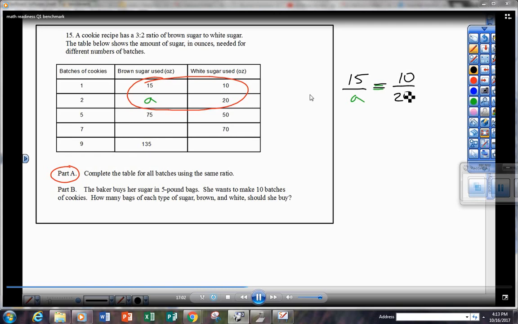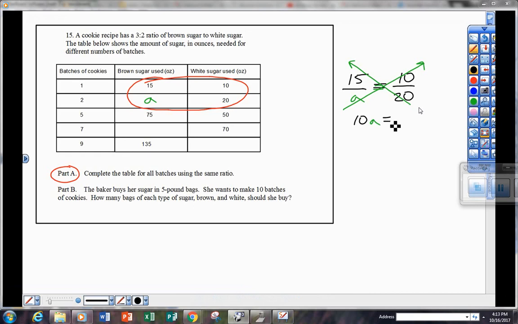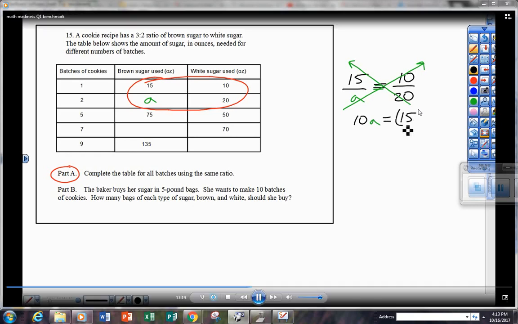So now I'm going to take that and I'm going to crisscross multiply. 10 times A gives me 10A. 15 times 20 gives me 300. And then I'm going to divide, so 15 times 20 gives me 300 using my calculator.